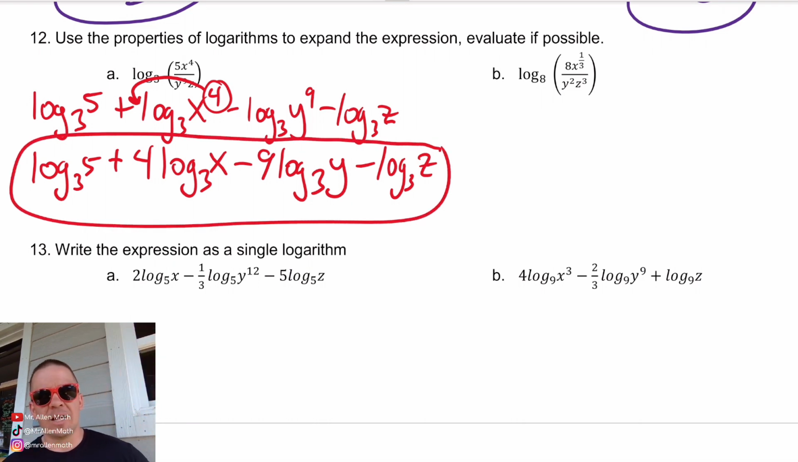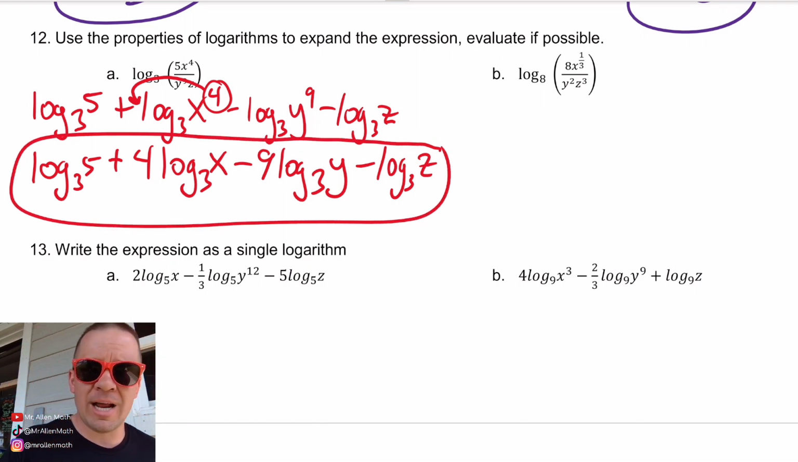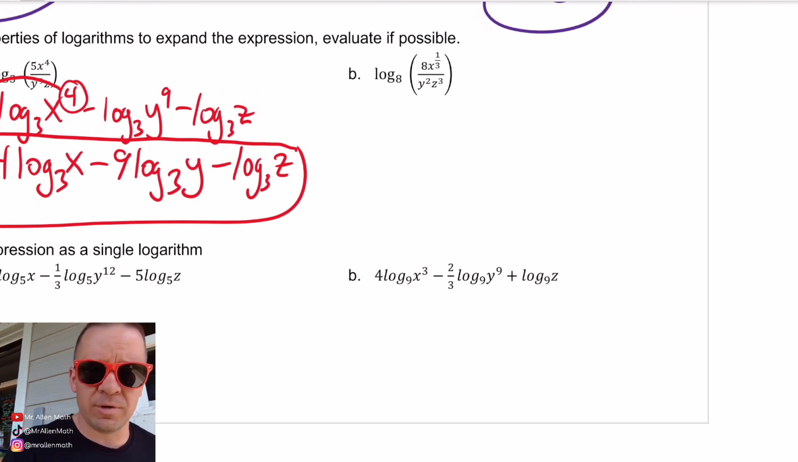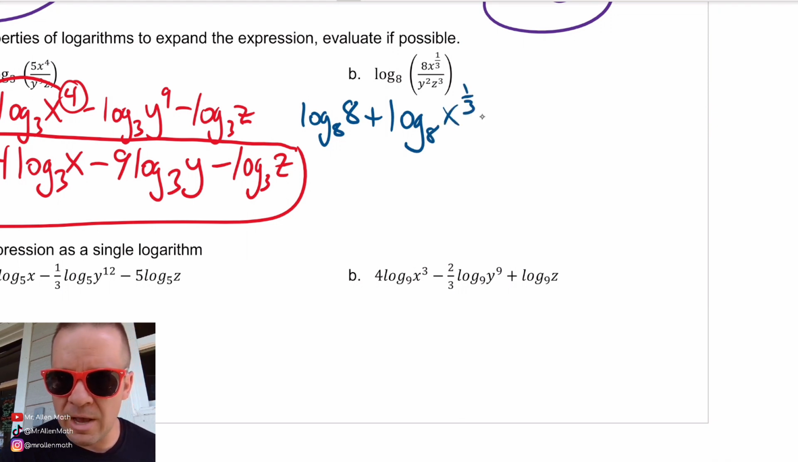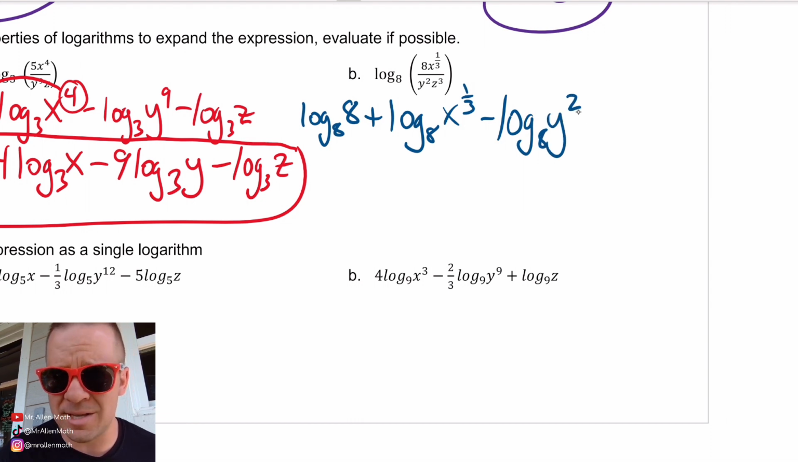Boom. Done. That's dope, man. That's super dope. All right, now we got our log base 8 here. We'll do it in a different color so things don't get mixed up. So it starts the same, right? Log base 8 of 8, and then plus log base 8 of x to the 1/3, and then minus log base 8 of y squared. I should have done log base 10, so I have to write all this. And then log base 8 of z cubed.